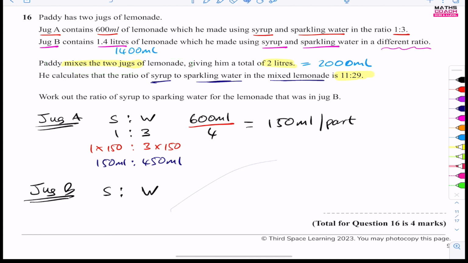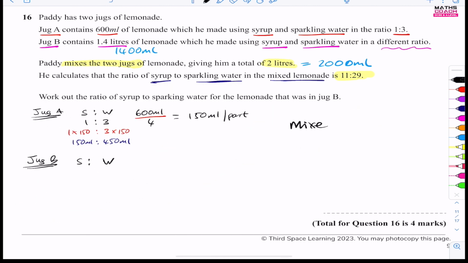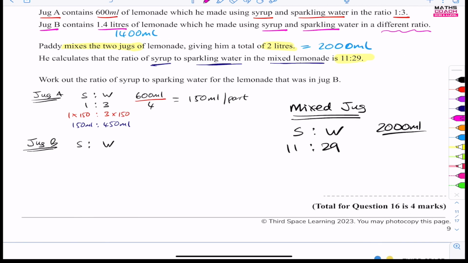So I'm just going to create some space quickly by shrinking this down a little bit. So let's look at the mixed jug now. In the mixed jug, the syrup to the water, and this was 2,000 milliliters, was in the ratio 11:29. So we're going to do 2,000 divided by the total of 11 plus 29, which is 40. So 2,000 divided by 40 gives us 50, so 50 milliliters per part. So it's going to be 11 times the 50 and 29 times the 50.